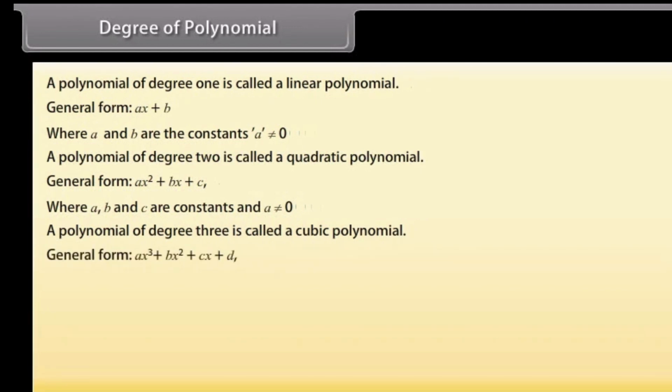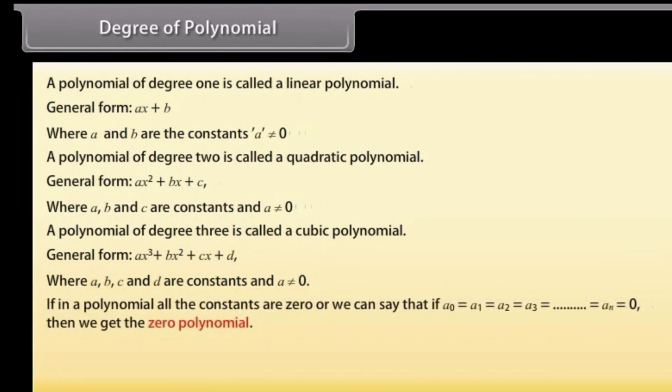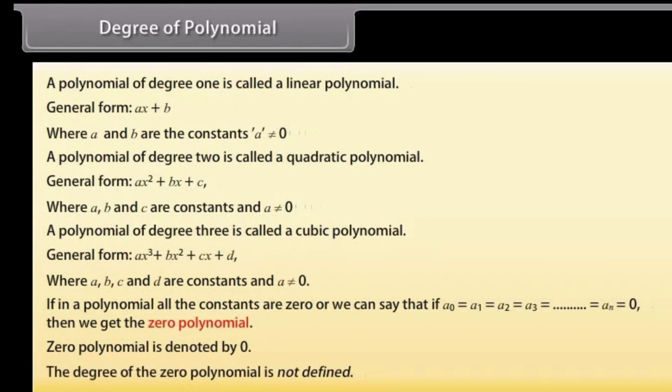Its general form is ax raised to the power 3 plus bx raised to the power 2 plus cx plus d, where a, b, c and d are constants and a is not equal to 0. If in a polynomial all the constants are 0, or we can say that if a0 is equal to a1, is equal to a2, is equal to a3, is equal to so on, is equal to an, is equal to 0, then we get the zero polynomial. Zero polynomial is denoted by 0. The degree of the zero polynomial is not defined.